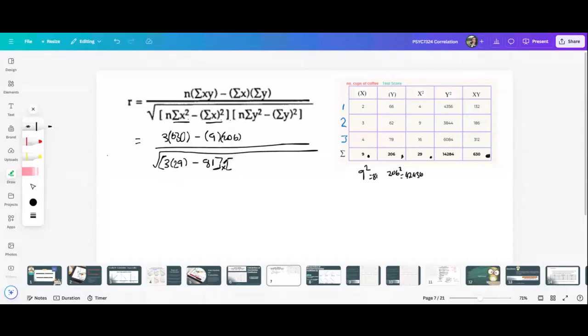Okay, so we're now going to do the same thing but with the y values. So we've got n, sum of the y squared values was 29. Sorry, I forgot my brackets. There we go. And that will be minus this one we just worked out here. 42,436.